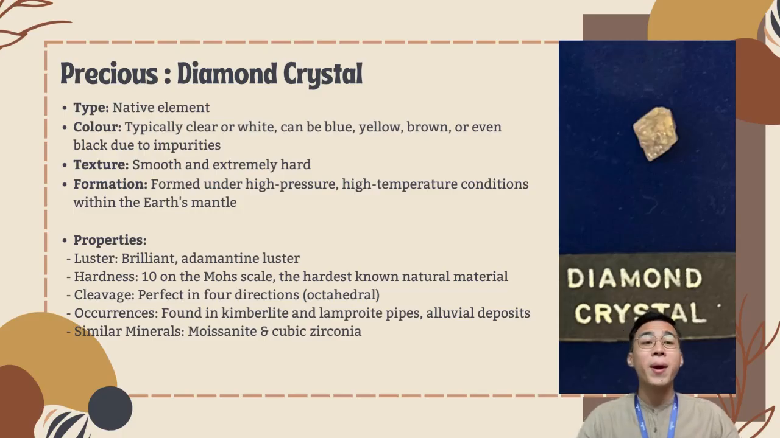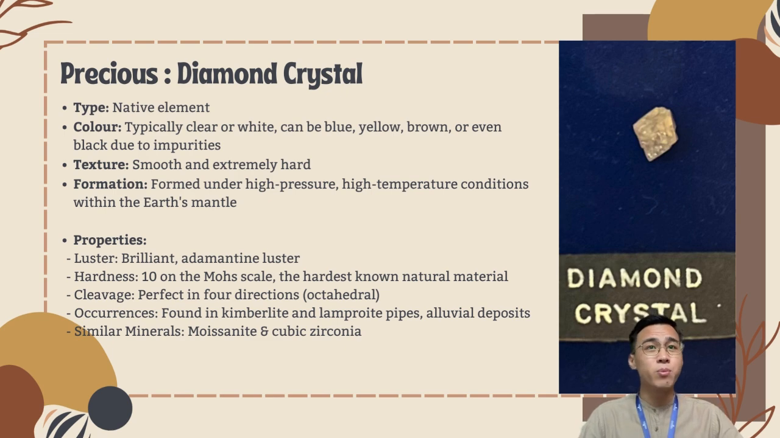Greetings everyone, my name is KNS1102 and today I am going to present for precious, which is diamond crystals. A diamond crystal is a native type element, which is typically clear or white, can be blue, yellow, brown, or even black due to its impurities.